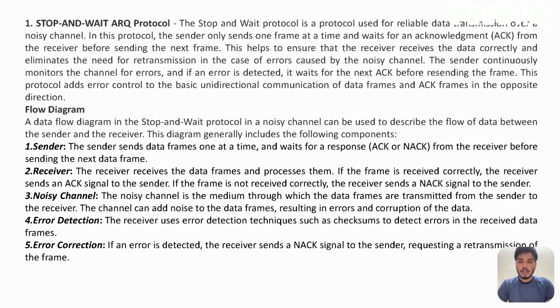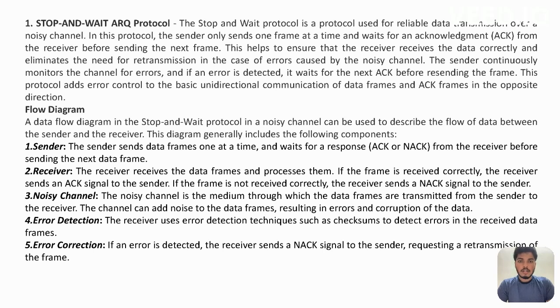Let's discuss the flow diagram. A data flow diagram in the stop and wait protocol over a noisy channel can be used to describe the data flow between the sender and the receiver. This diagram generally includes the following components: sender, receiver, noisy channel, error detection, and error correction. The sender sends the data frames one at a time and waits for a response. The receiver receives the data and processes it. If the frame is received correctly, the receiver sends an acknowledgement. Otherwise, if it is not received correctly, the receiver sends a NACK, which means no acknowledgement, to the sender.